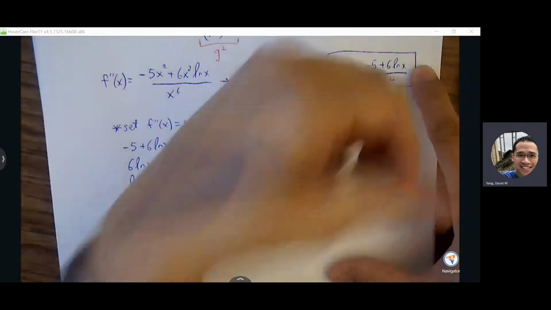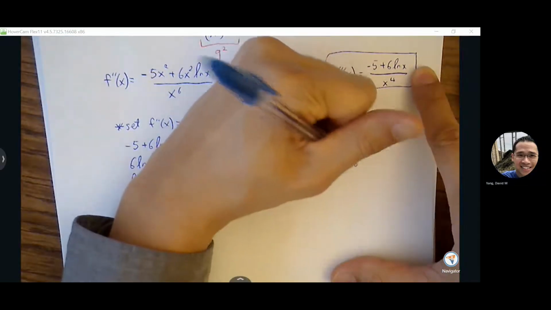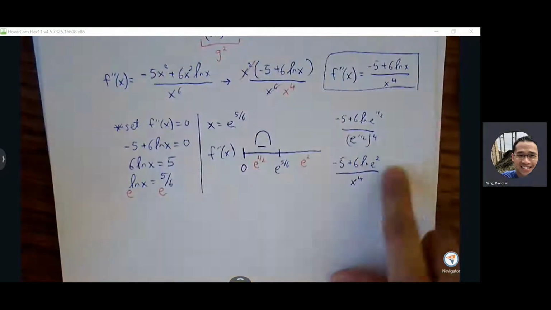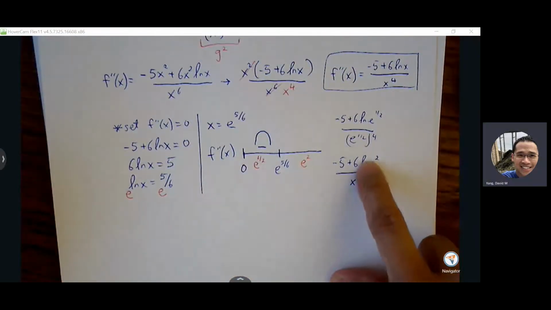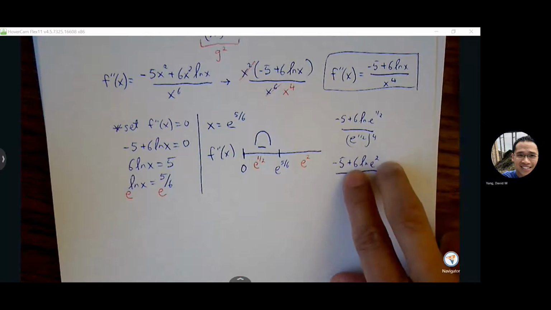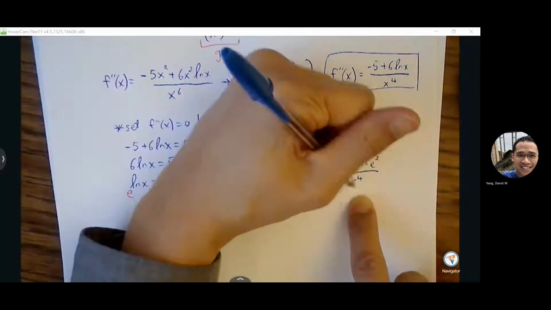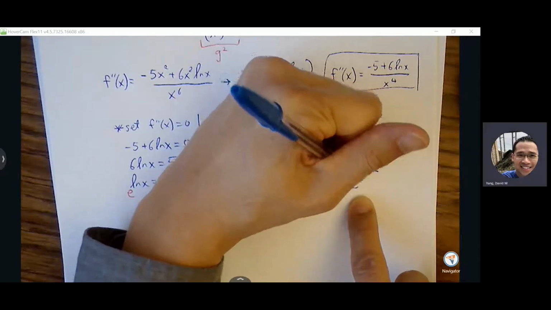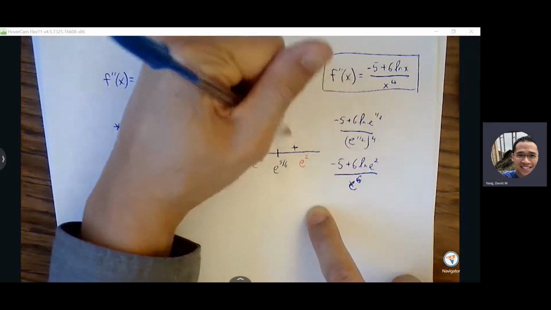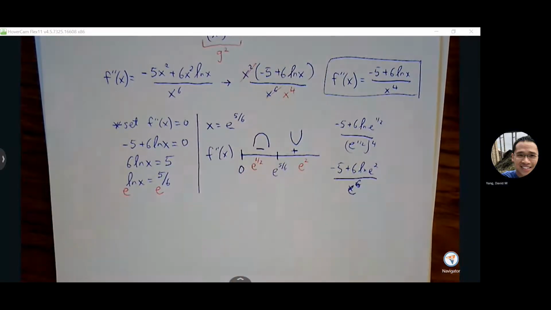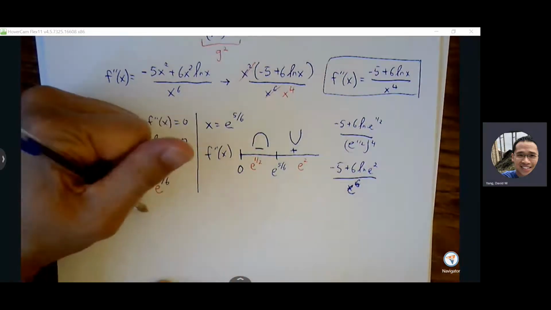Plug e squared in. Bring the 2 down. 2 times 6 is 12. 12 minus 5 is 7. 7 over e to the 6th. That's positive. So concave up. There's a change in sign. So therefore, point of inflection.